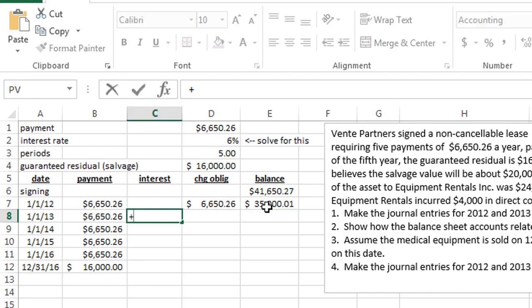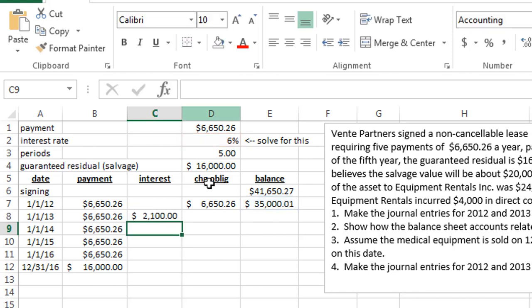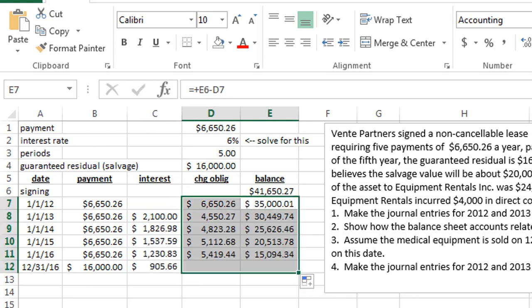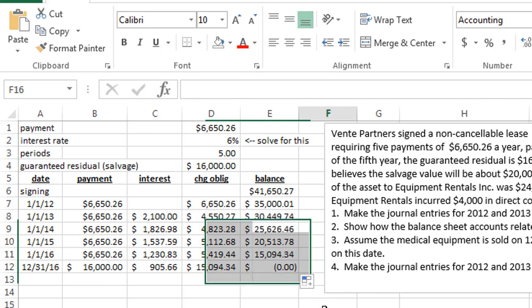Now there's going to be interest starting the 2nd year times the interest rate. All right, let's anchor that down by hitting F4 if you happen to be using a PC. If you're using a Mac, you have to type in the $ signs in front of the D and in front of the 2 if you're mimicking this here. And so let's copy this down, make sure it goes down to 0. And it does. Okay, so there's our amortization schedule that we can use in making the journal entries.